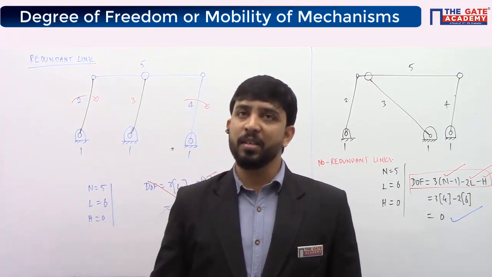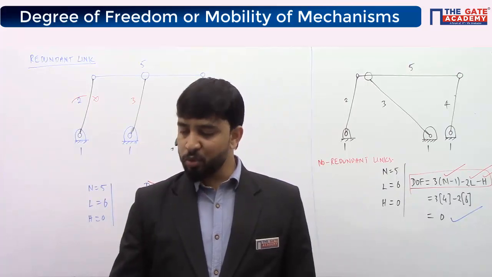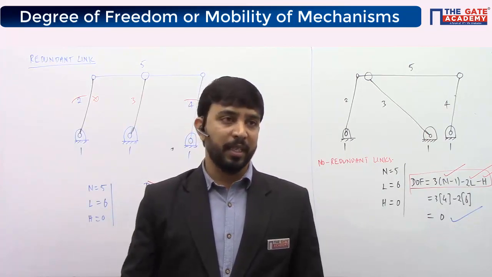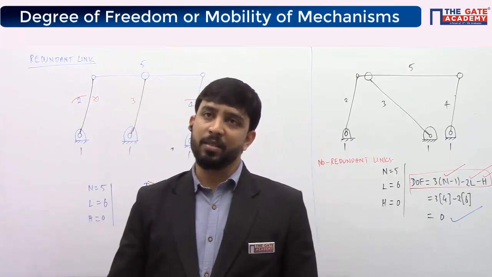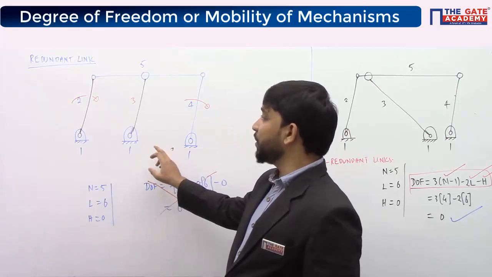Such links are known as redundant links and should not be counted for calculating degrees of freedom. Let's take down this diagram. Take down this example.